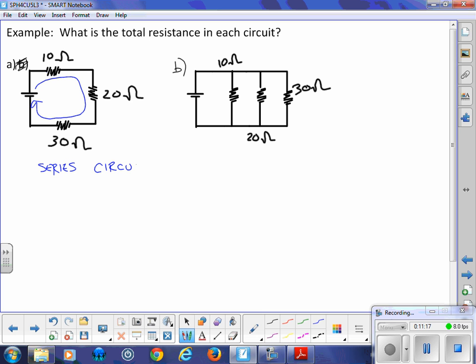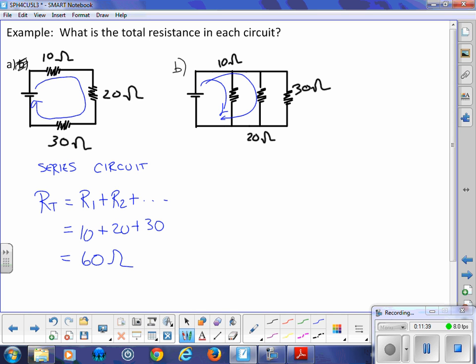If it's a series circuit, that means your total resistance is R1 plus R2 plus as many resistors as there are. So in this case, it's just going to be 10 plus 20 plus 30. So we end up with 60 ohms of resistance. Now this one has multiple paths. I could go that way, that way, or that way to get back to the battery. So there's three paths. So we call this a parallel circuit.